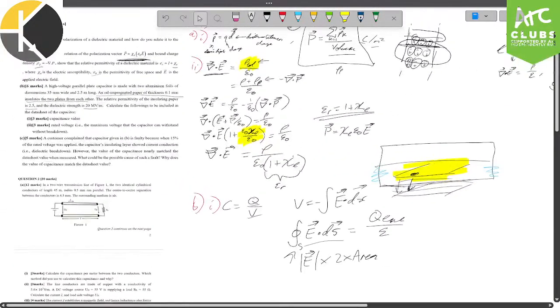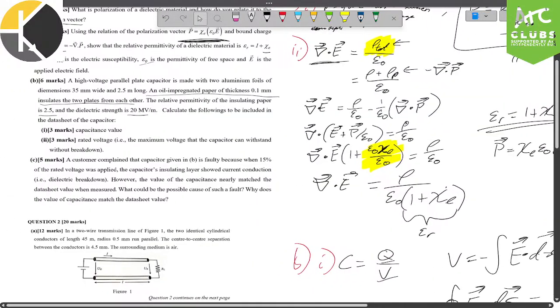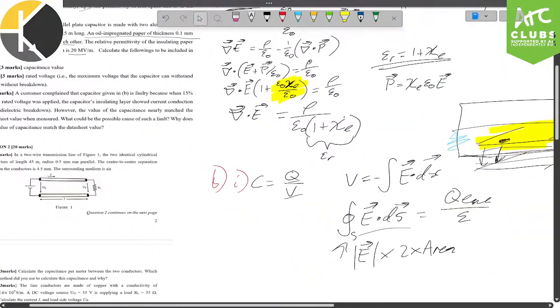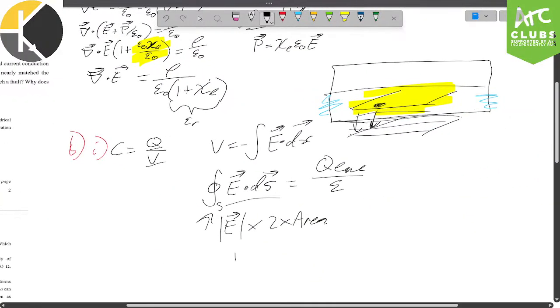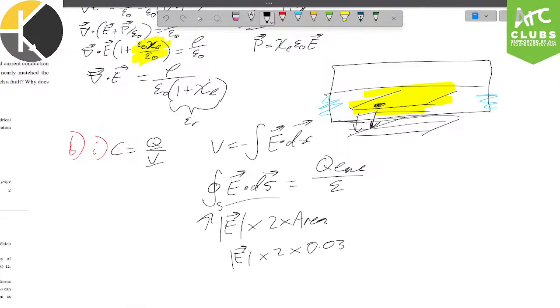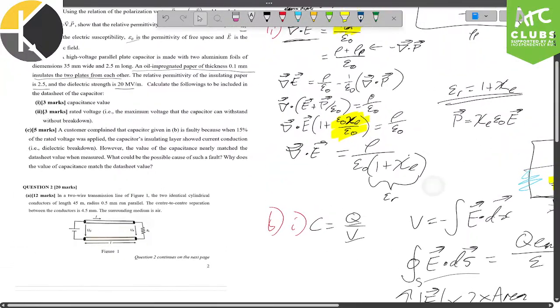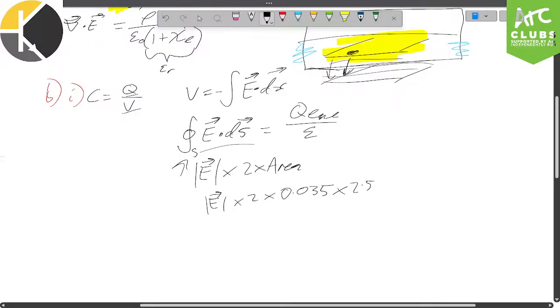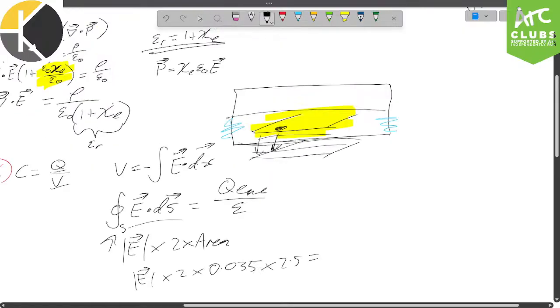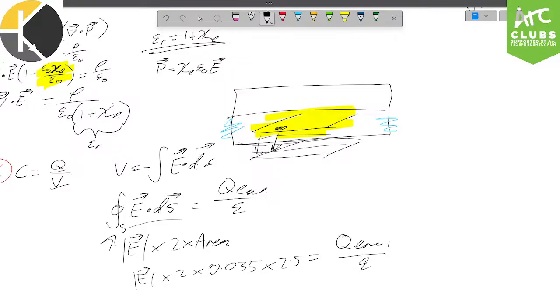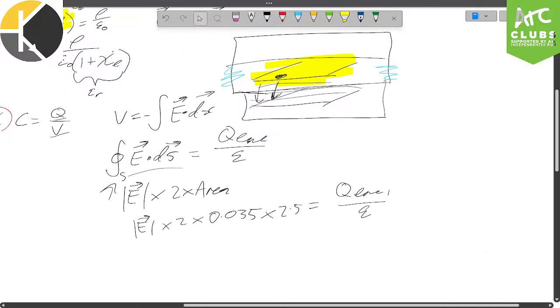Let's determine the area. Area is given by 35 millimeters wide and 2.5 meters long. So we get your magnitude times 2 times 0.035 times, was it 1.5 meters long? 2.5 meters long, all right? This is going to be equal to, mind you, just the top plate of the capacitor. So we say Q enclosed over epsilon, but we also need to consider the bottom plate as well.